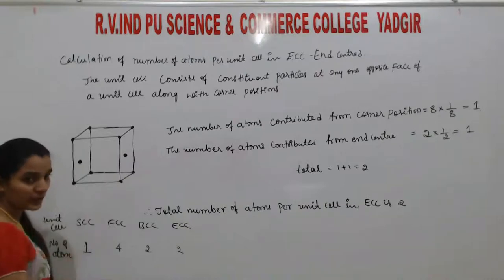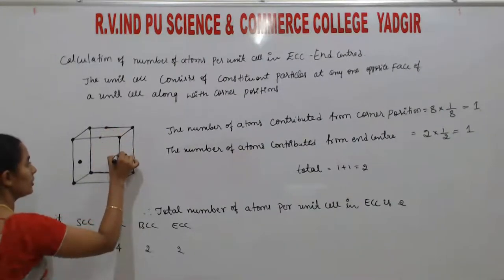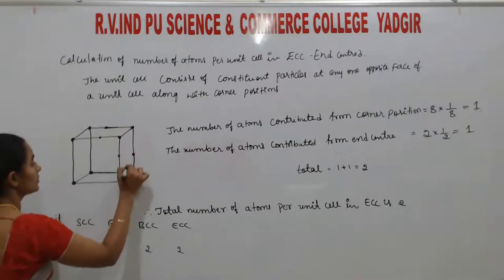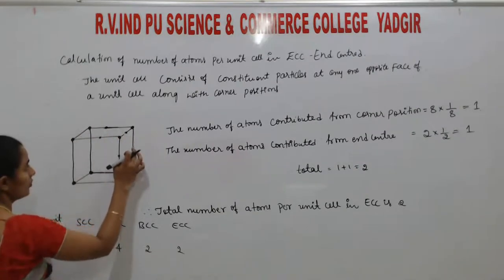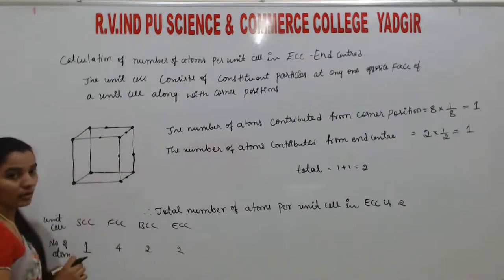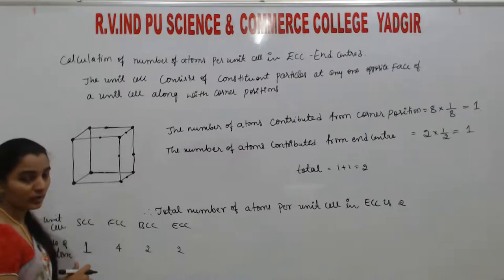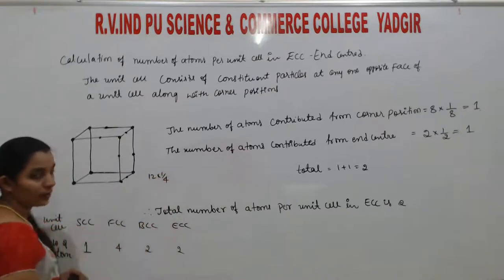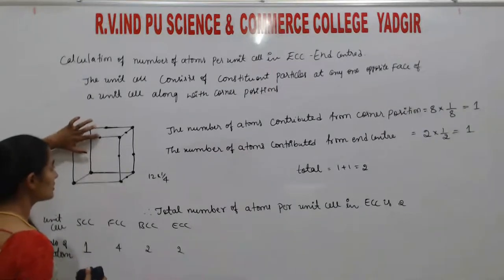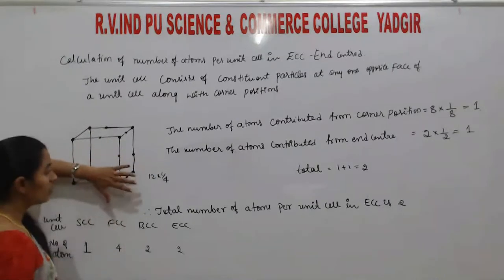Okay, another one is there, edge center, that also consists of 4. How? The corner position 1 along with the atoms at the edges. Okay, so how many edges are there here? 1, 2, 3, 4, 5, 6, 7, 8, 9, 10, 11, 12. 12 edges are there. Okay, those 12 edges are shared between 4 unit cells. Like that, 12 are there. So 12 into 1 divided by 4, means each one is shared between 4 unit cells.